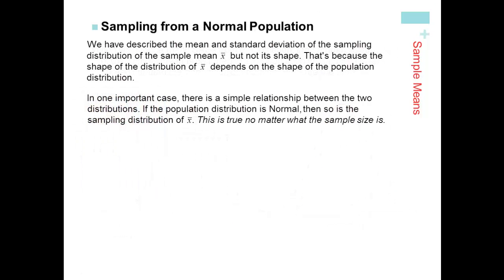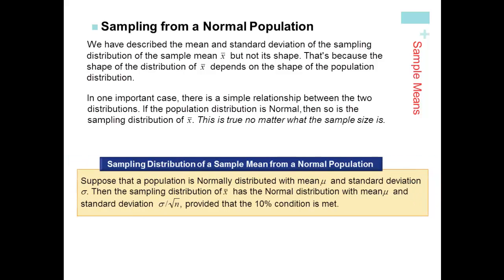We have described the mean and the standard deviation of a sampling distribution of sample means x bar, but not its shape. That's because the shape of a distribution of x bar depends on the shape of the original population distribution. In one important case, there is a simple relationship between the two distributions. If the population distribution is normal to begin with, then so is the sampling distribution of x bar. This will be true no matter what the sample size is.